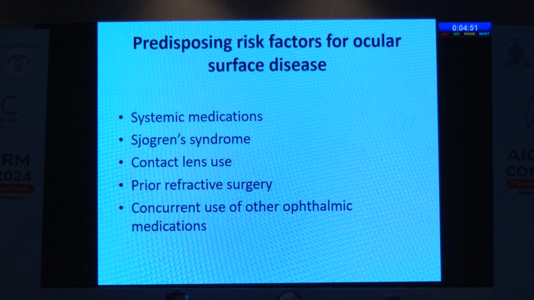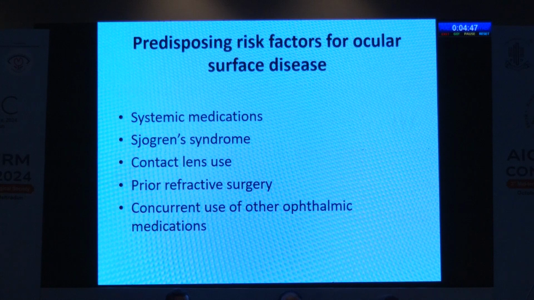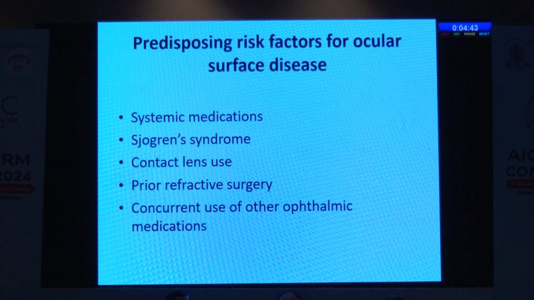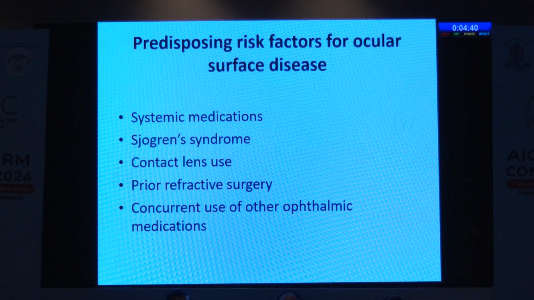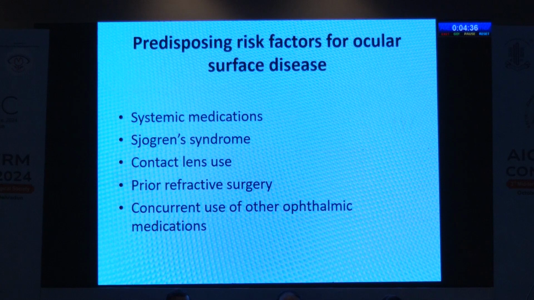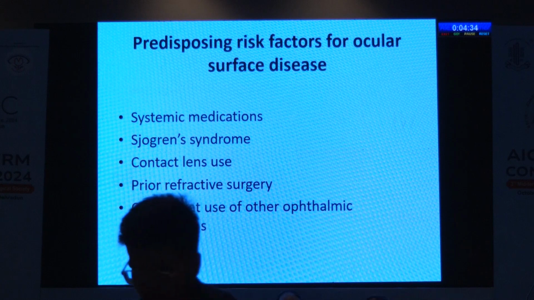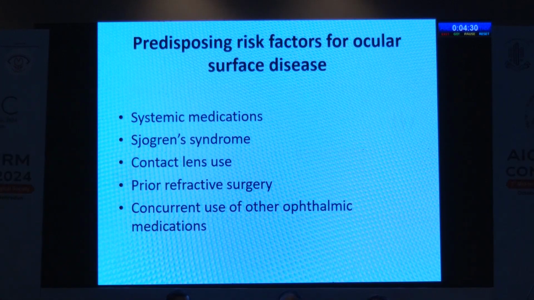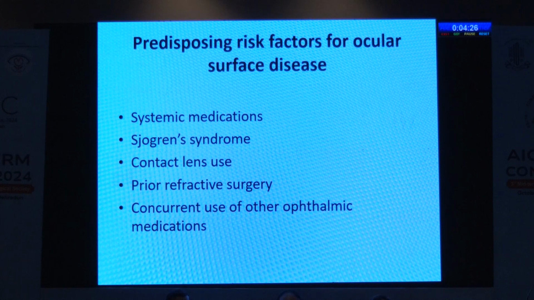So what are the predisposing risk factors for ocular surface disease? We must know. There are certain local factors and certain systemic factors. Among those are systemic medication, Sjogren syndrome, and contact lens use. Suppose a patient is a contact lens user and the same day we do biometry, it will give wrong results, so we have to consider that. Also prior refractive surgery and concurrent use of other ophthalmic medications.